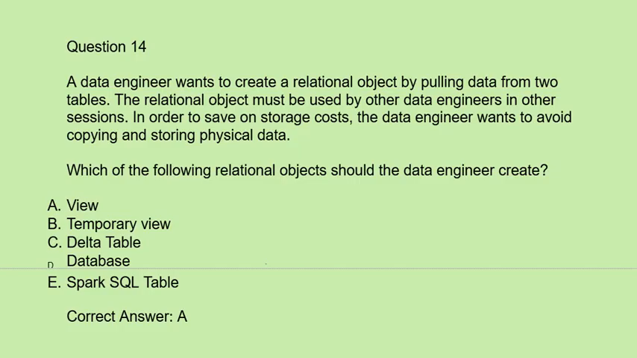Option A, view. Option B, temporary view. Option C, delta table. Option D, database. Option E, Spark SQL table. Correct answer is option A.